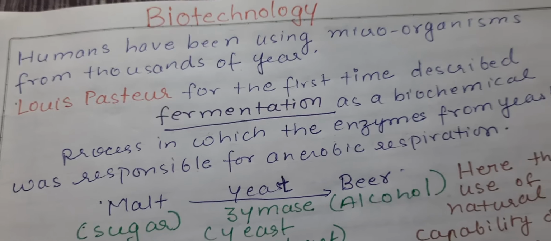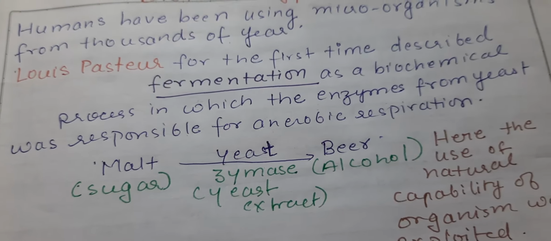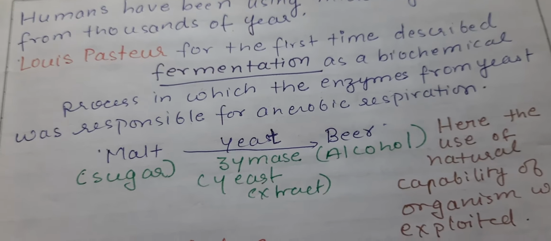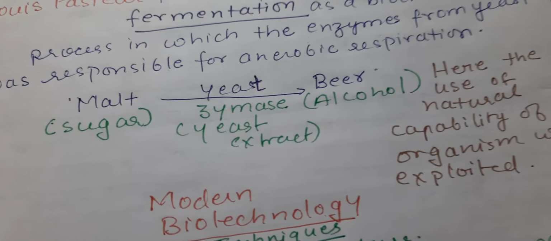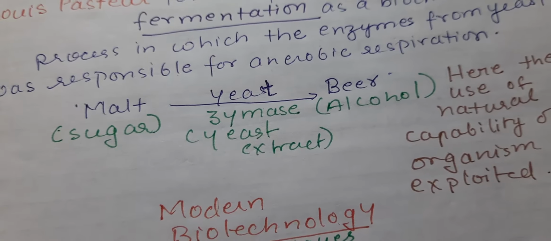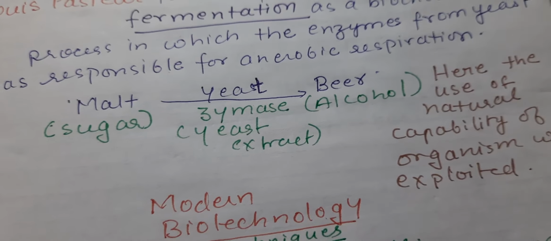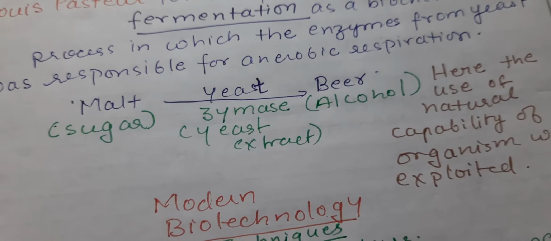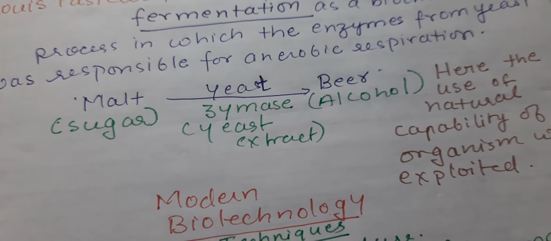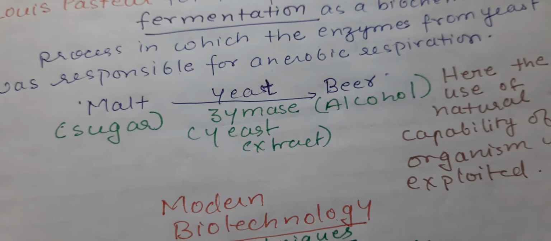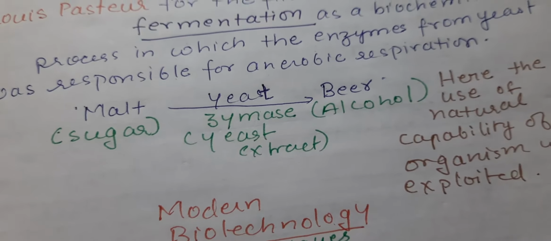Louis Pasteur, for the first time, described fermentation as a biochemical process in which the enzymes from yeast were responsible for anaerobic respiration. What he could observe was that malt is converted to beer in the presence of yeast, and later on he found out the biochemistry behind it. So the sugar present in the malt is converted into alcohol, and this reaction is described as fermentation, or what we call anaerobic respiration.